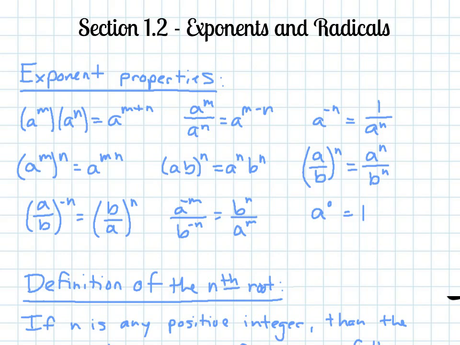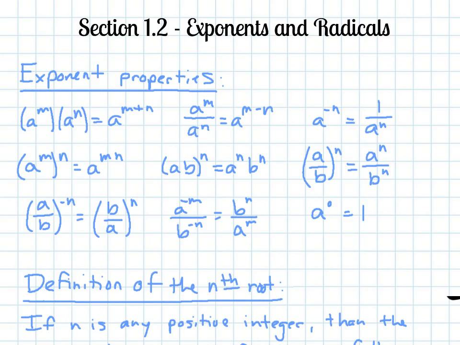Second line, first one on the left, it's called the power property. So if you have a base with a power to another power, then it's like you're multiplying the two powers. So m times n would happen in the exponent. So if m was 3 and n was 4, then you get a to the 12th.